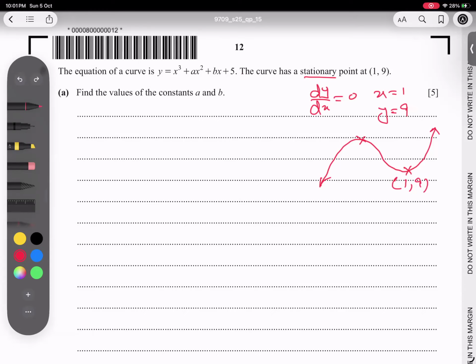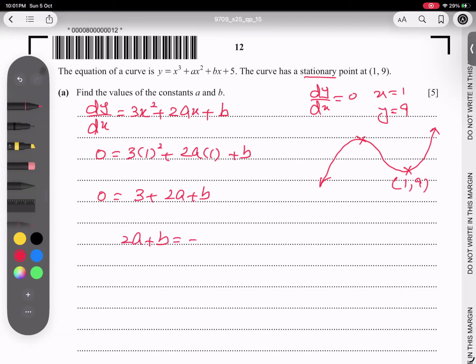You can see here dy over dx. 3 comes down and the power becomes 1 less. 2 comes down and the power becomes 1 less, 2ax. bx becomes b and 5 becomes 0. So I will plug in two things: derivative 0 and x value 1. So I'm getting 0 is equal to 3 plus 2a plus b, and I can make one equation, which is very clear: 2a plus b equals minus 3. Equation 1 done.